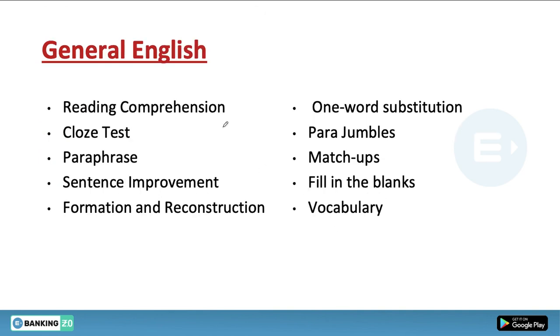Now, talking about the general English, you will have to study reading comprehension, followed by cloze test, paraphrase, sentence improvement, formation and reconstruction, one word substitution, para jumbles, matchups, fill in the blanks, and vocab.